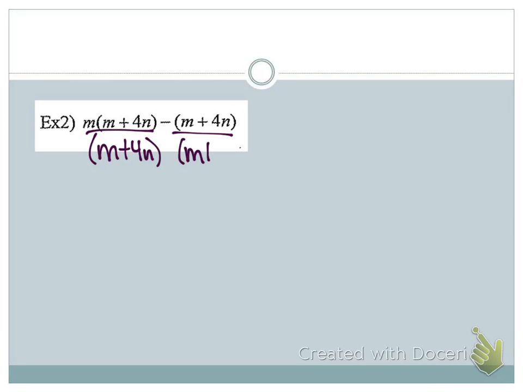Where else do we write a GCF? I keep hearing parentheses. What about parentheses? Out in front of some parentheses. So m plus 4n out in front of some parentheses. What goes in those parentheses is whatever is left over.